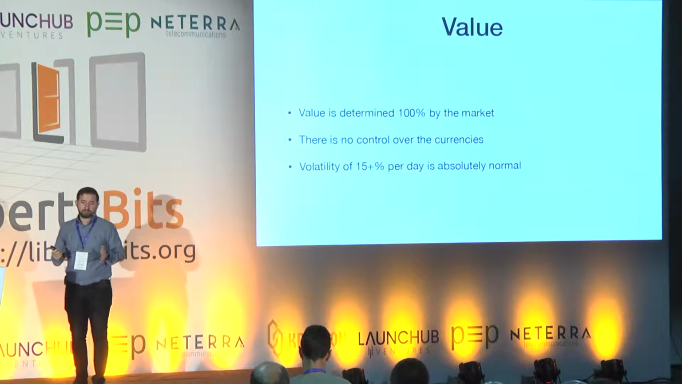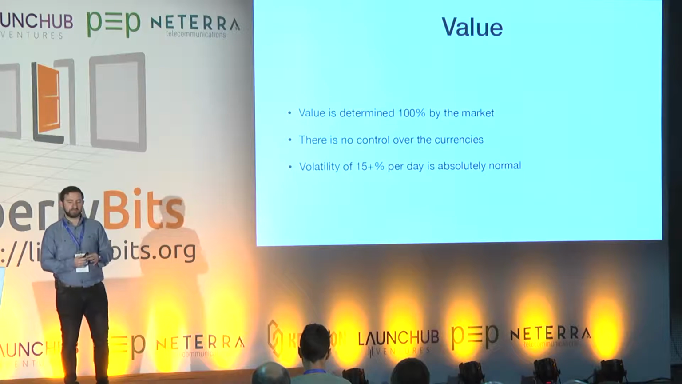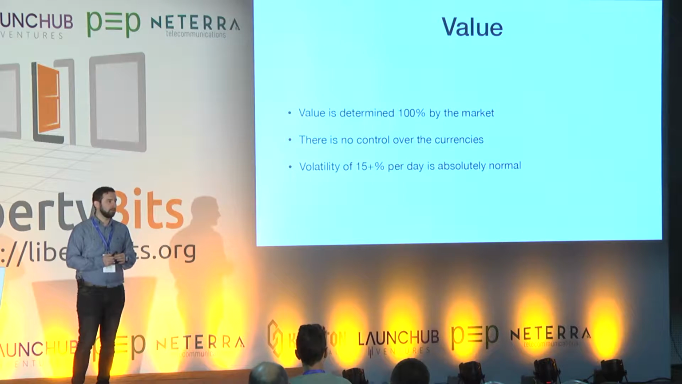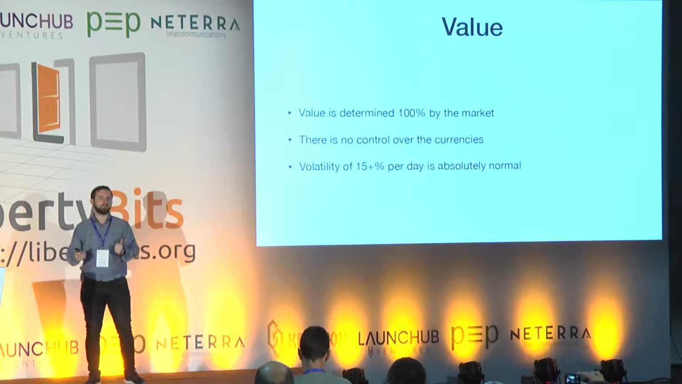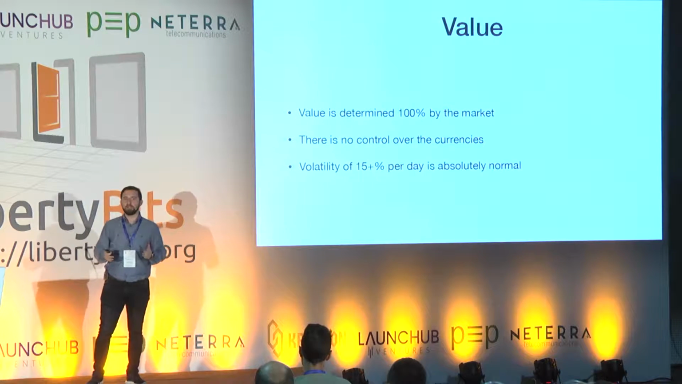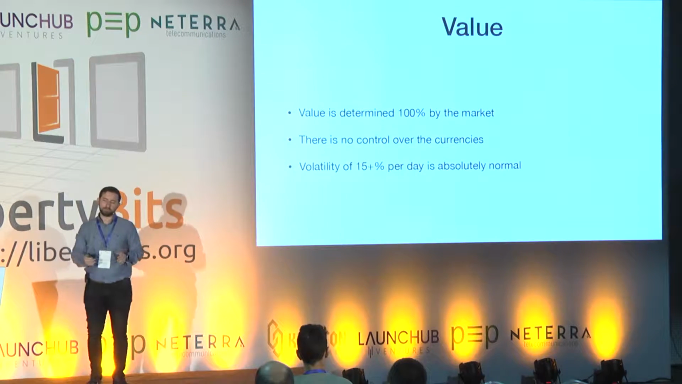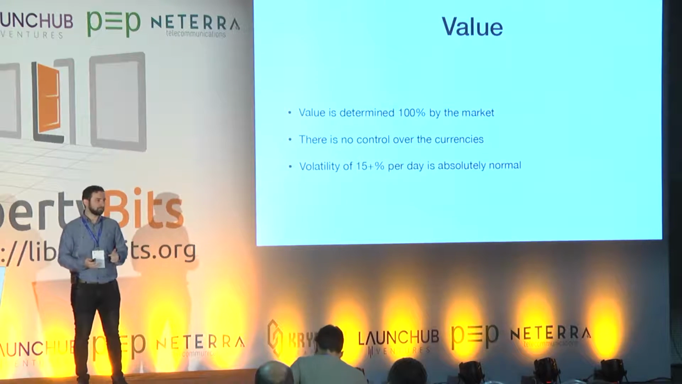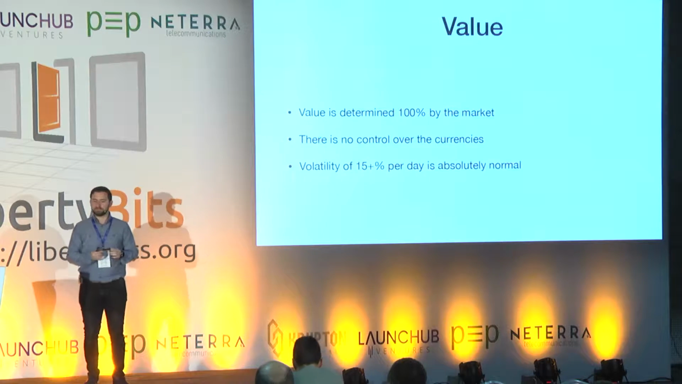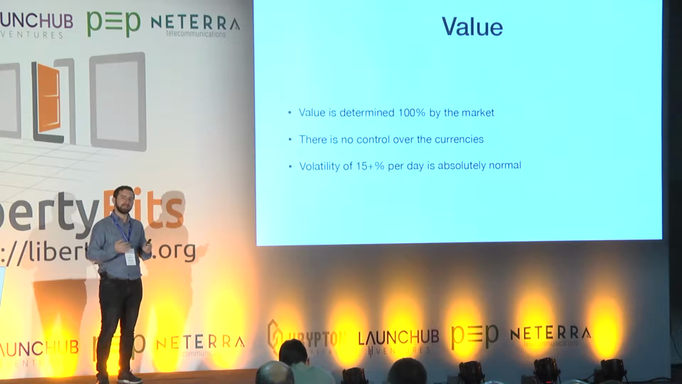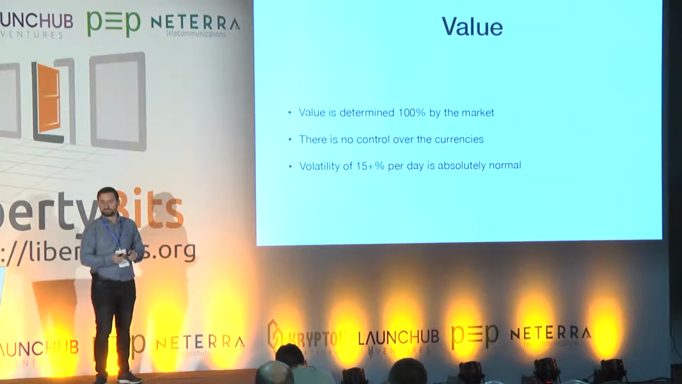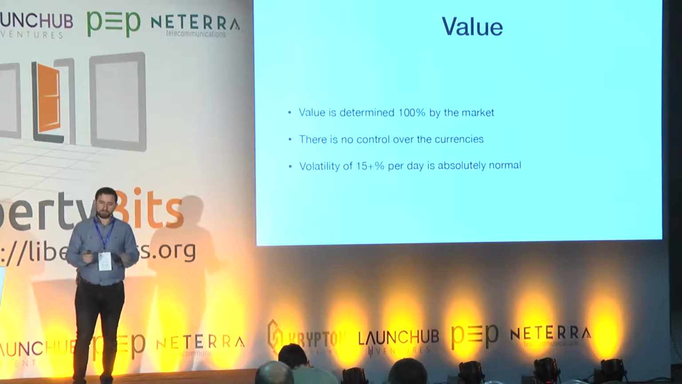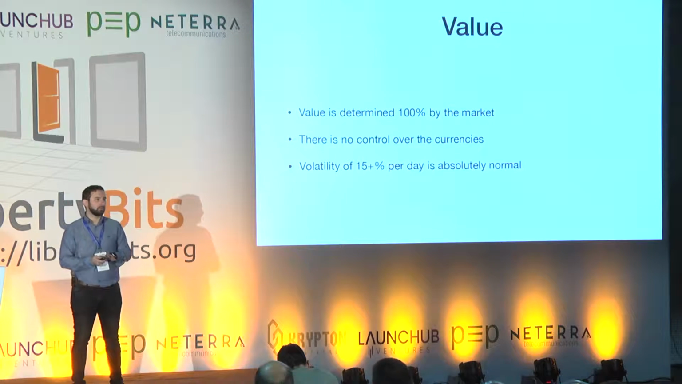The value of the cryptocurrencies is 100% determined by the market. If people like something, for example, people want to buy Ethereum today because it has some very nice update or whatever, they can just go and buy it. And if there are not that many people that want to sell Ethereum, the price of Ethereum rises. There is no control over the currencies.